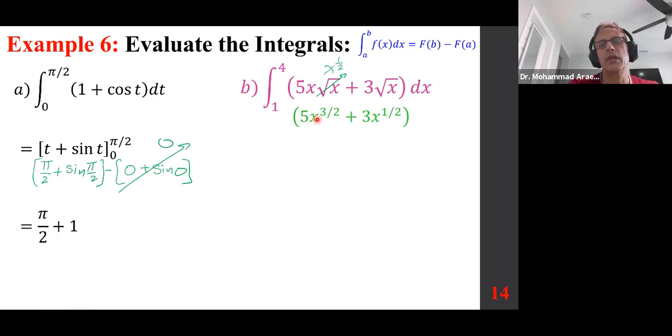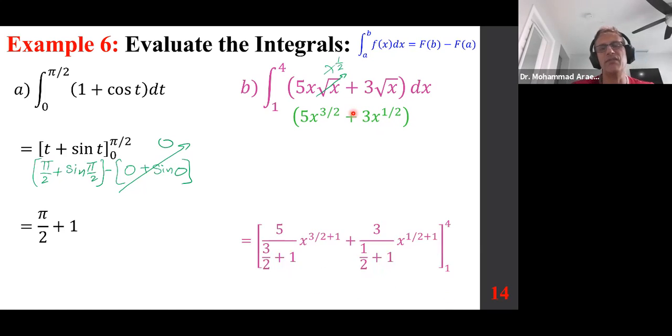5, okay, we're going to divide by the exponent plus 1. So we're going to divide by 3 halves plus 1, x to the power of 3 halves plus 1. Same thing here. We're going to divide this by the exponent plus 1. Plus 3, we're going to divide by 1 half plus 1. Remember, this is n plus 1, and x to the power of 1 half plus 1. We don't need the constant because we are evaluating.